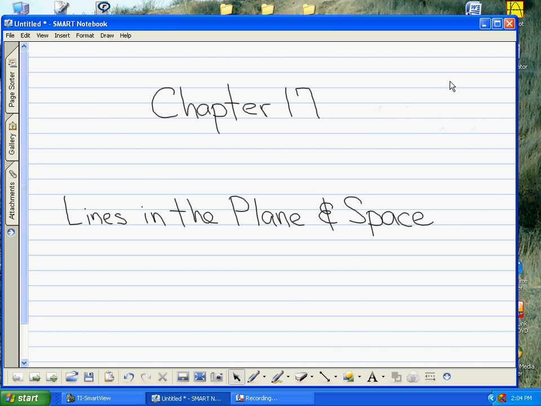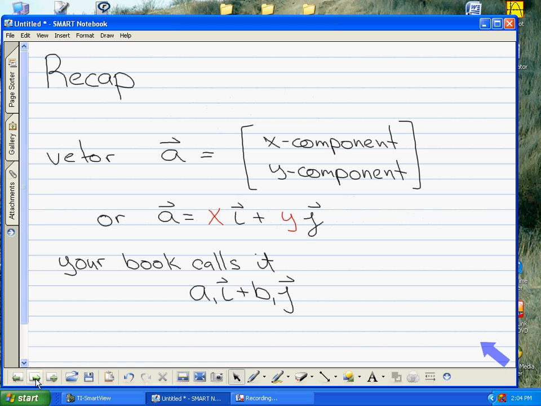Chapter 17, Lines in the Plane and Space. What we're going to do in Chapter 17 is combine everything we learned about vectors. So we begin with a quick recap. Remember, there are two ways we write vectors: in component form and in unit vector form.